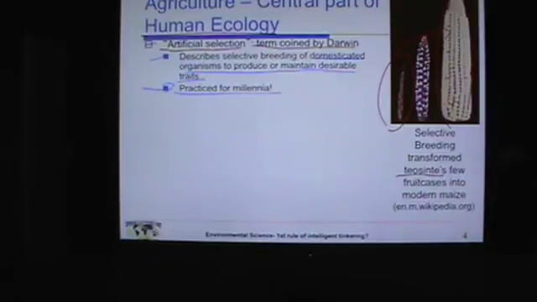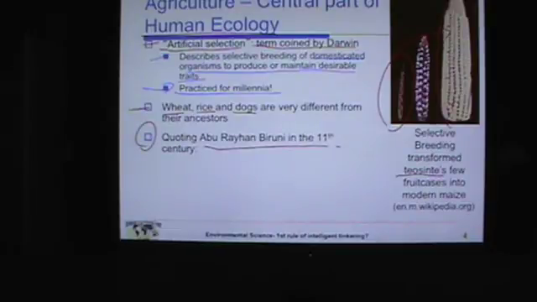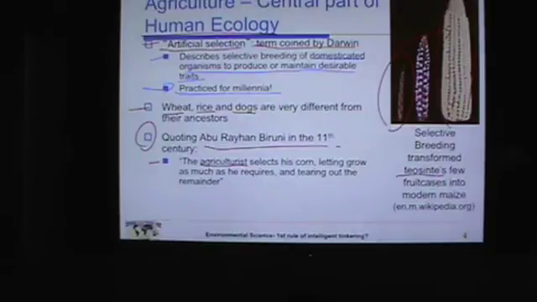It's been practiced for millennia. Wheat, rice, dogs, very different from their ancestral forms. And quoting Abu Rayyan Biruni in the 11th century, I believe he was the Sultan of Brunei, I could be wrong, but anyway, the agriculturalist, and this is the 11th century, 900 years ago, selects his corn, letting grow as much as he requires, and tearing out the remainder. Why would he tear out the remainder? Because he doesn't want it to continue to grow. He doesn't want those seeds. He only takes the best.